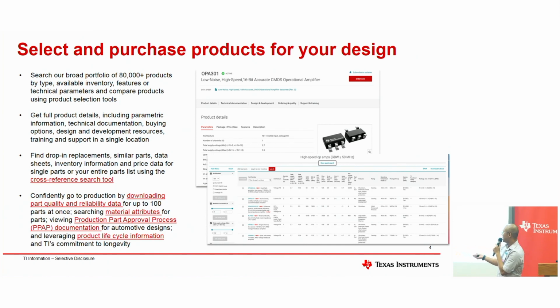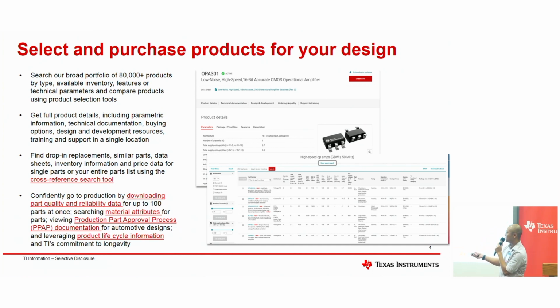Other than this, we also have our cross-reference tool. Previously, for our cross-reference tool, we only did competitor-to-TI cross. Some customers come to me and ask, hey, I've been using this part for 10 years already. Is there any newer part from TI? You can now put TI parts into the cross-reference tool also, and we will tell you whether there are newer parts or newer alternatives. So now the TI cross-reference tool does competitor-to-TI cross and also TI-to-TI cross.